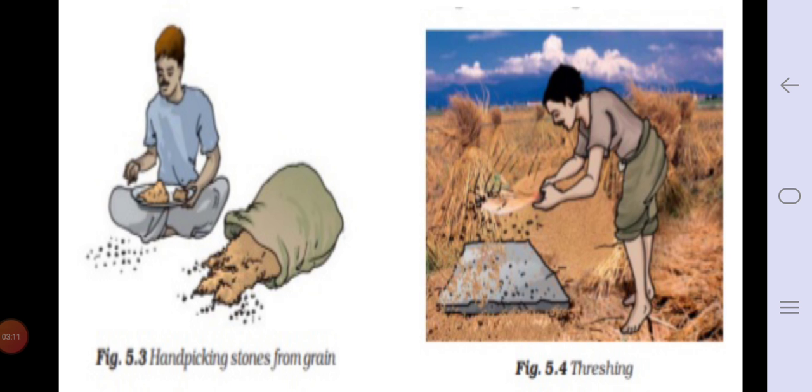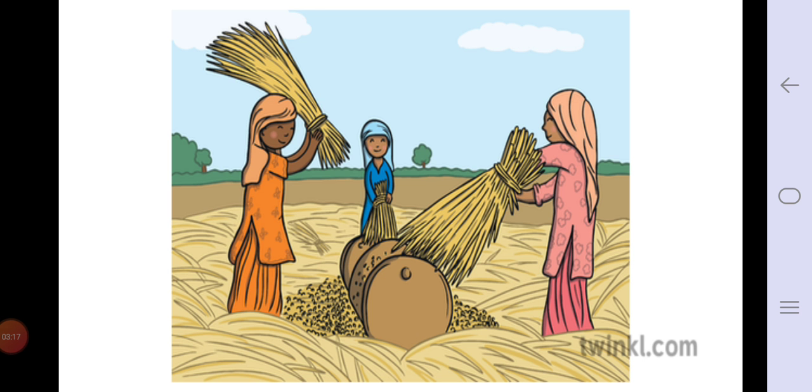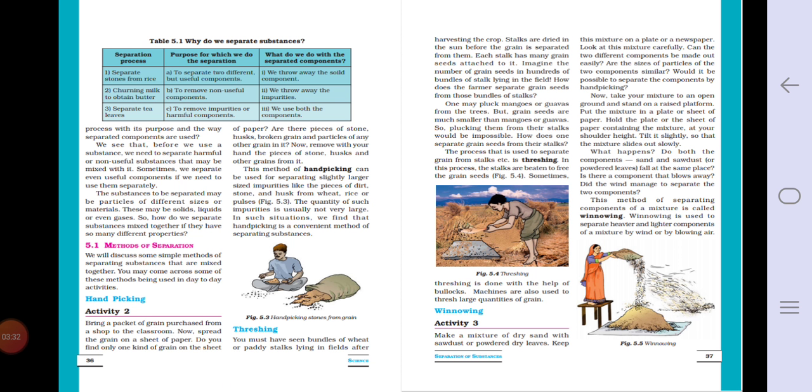Now see in the picture, one man is trying to remove the husk from the grains. See here also you can see in this picture, these women are trying to remove the grains from the stalks of that grains. Now we'll see what is given here. You must have seen bundles of wheat or paddy stalks lying in fields after harvesting the crop. Now harvesting is the process when they are cut. Okay, they are cutting of the grains or stalks, that is harvesting process.